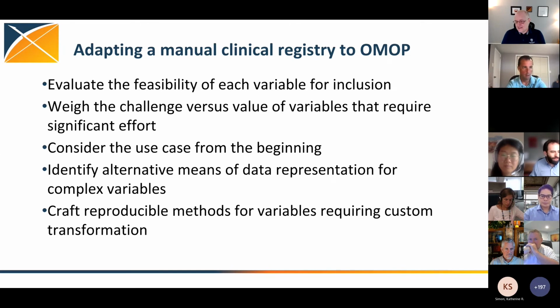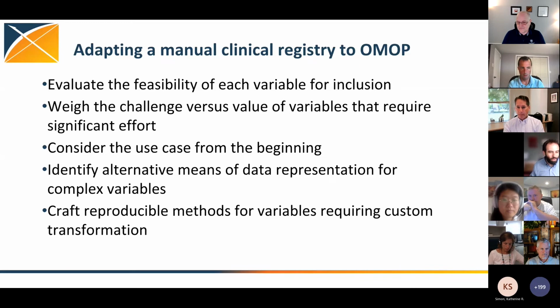you've got to first evaluate the feasibility for each variable. How hard is it going to be to include it? As you approach this, you need to figure out what is the challenge versus the value added for each one of those variables that require extra effort. And to do that, you really need to consider the use case from the very beginning. And sometimes you need to identify alternative means of representing the data for these more complex variables rather than reaching in to extend the lexicon. And if there are difficult variables, if you want to do this in multiple sites, I think it's important to make sure you develop reproducible protocols so that it can be transformed similarly at each site.